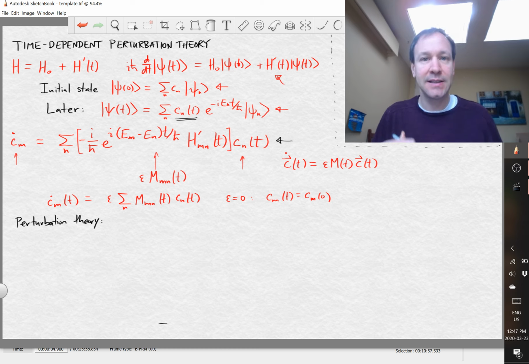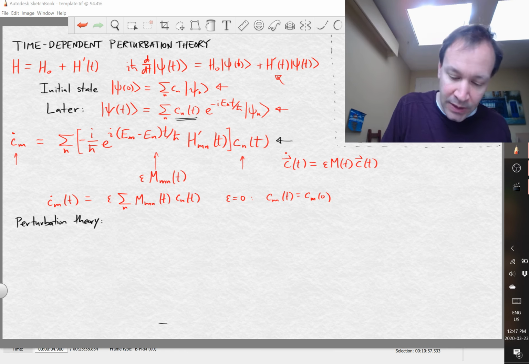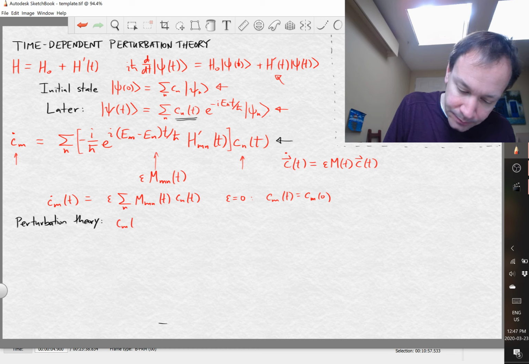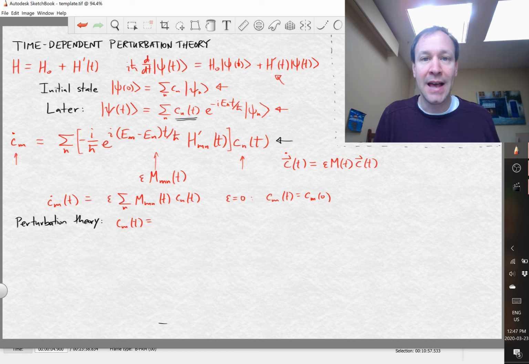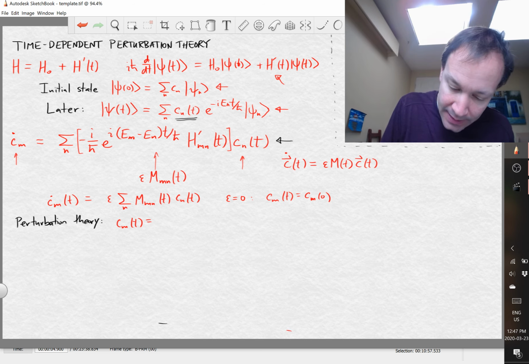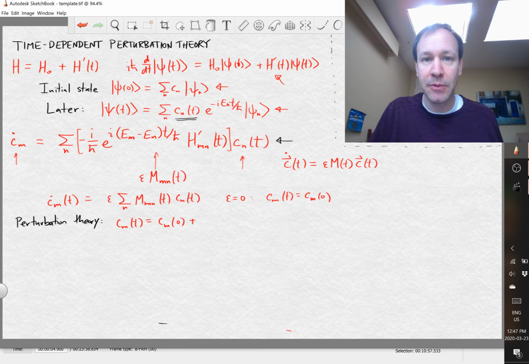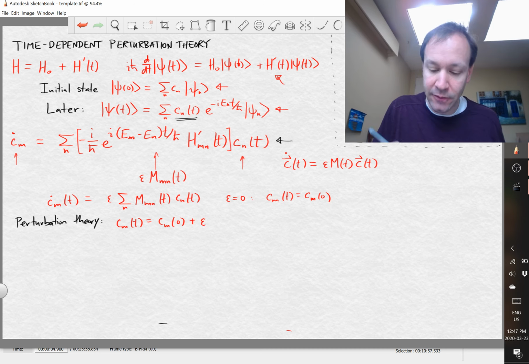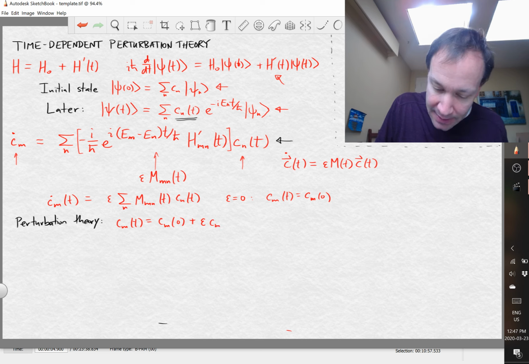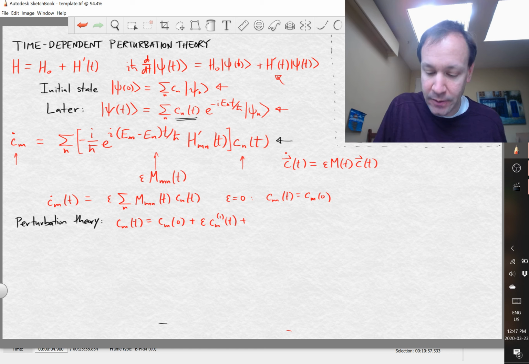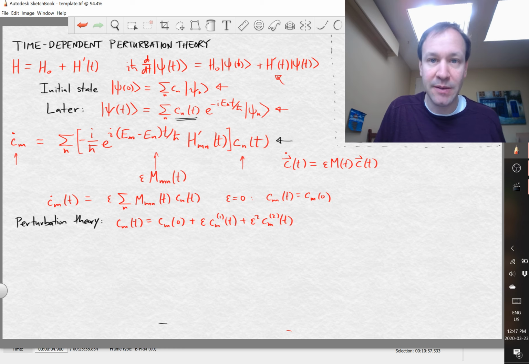Perturbation theory in this time-dependent case is just the same idea as we had before in the time-independent case. What we're going to do is write the general solution of our equation as the solution when epsilon is equal to 0 plus some correction. So there'll be some term of order epsilon, and I'll call that Cm1 of t. And then there'll be some term of order epsilon squared times some other function of time, and so forth.